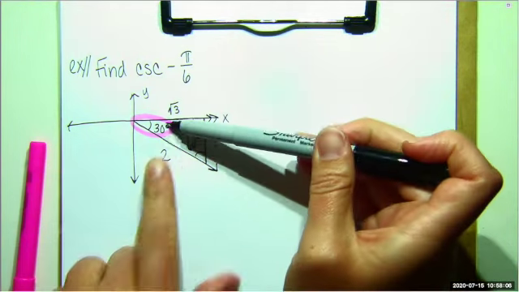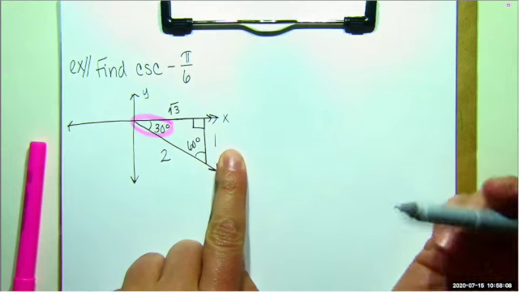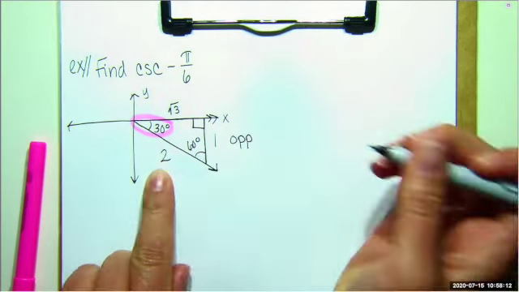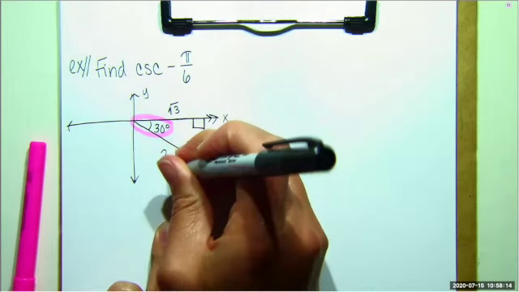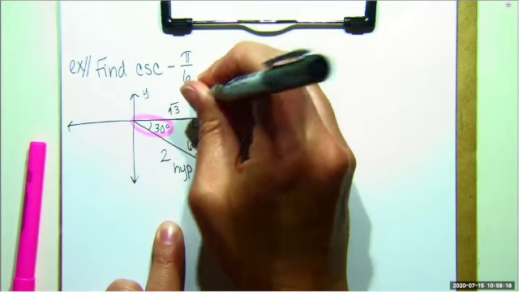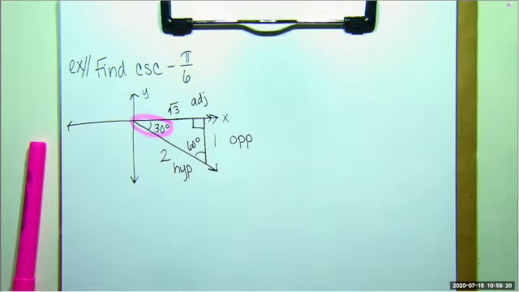Okay, first up, the side that's across from the 30, this should be labeled what? Opposite, adjacent, or hypotenuse? Opposite. Opposite, great. How about this side? Hypotenuse, all right, which means that this is adjacent. Awesome. You guys are gonna nail the quiz later on today.